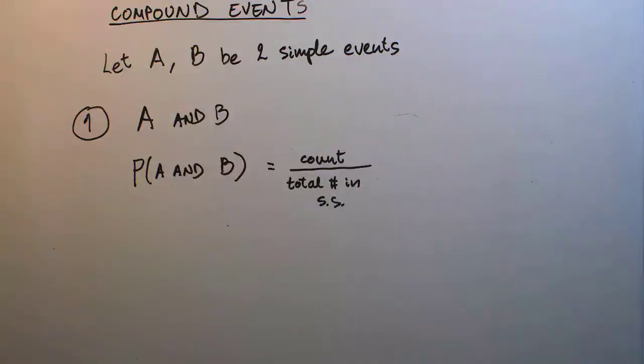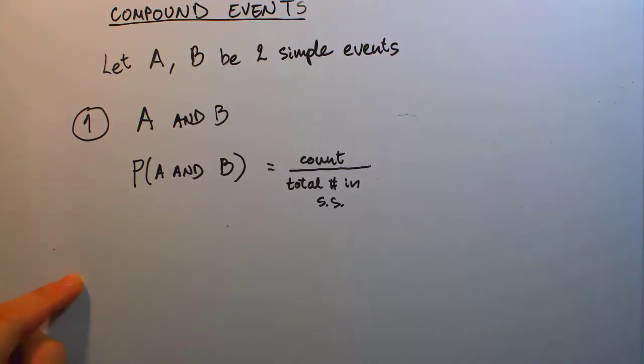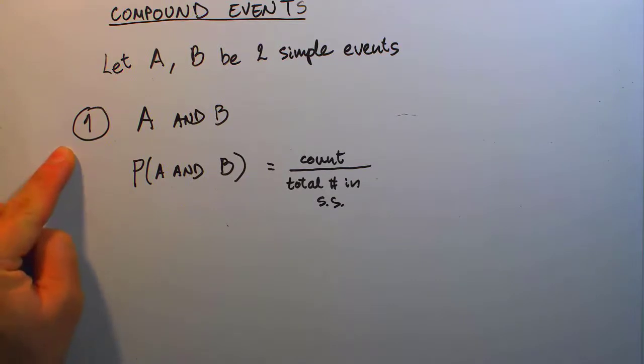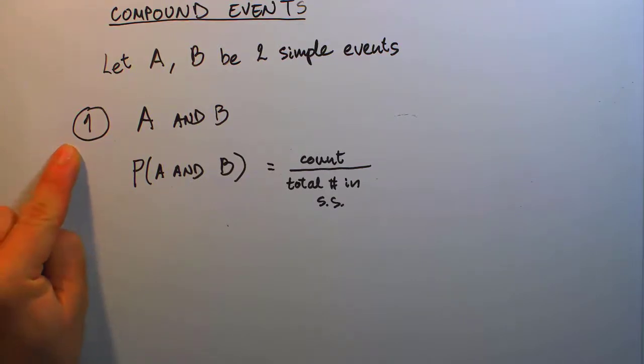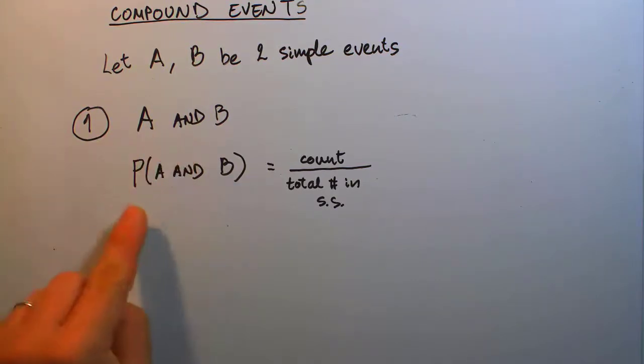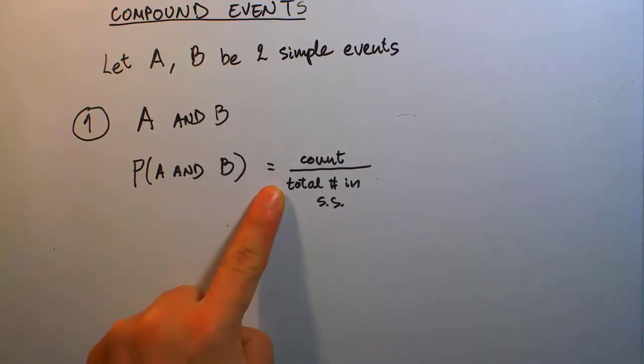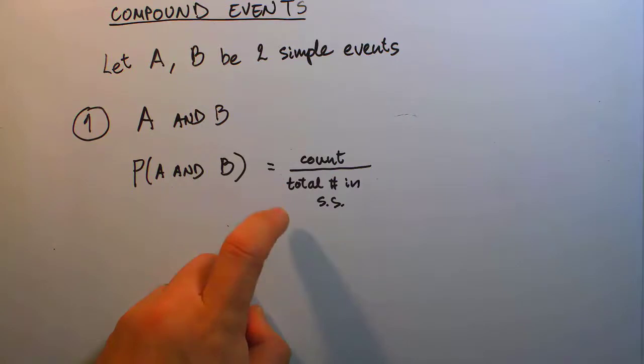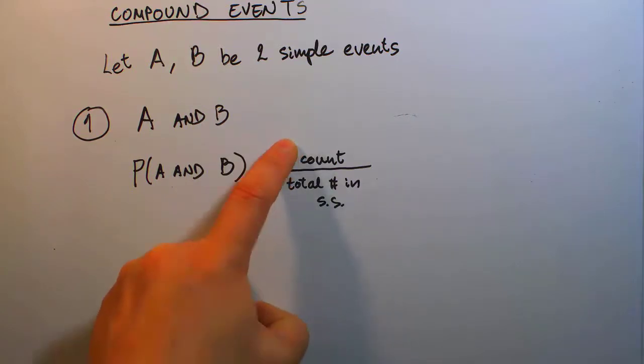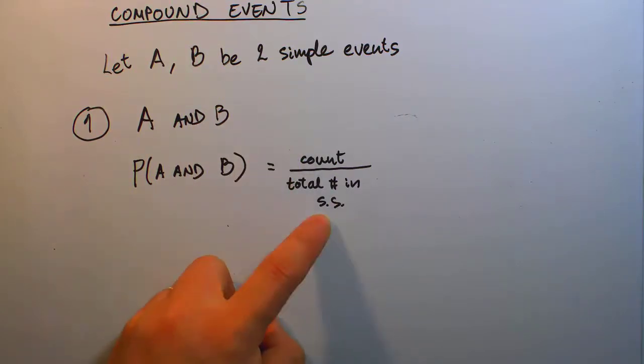All right, so we can now put into our list those generalized understandings about compound events. Let's summarize again. Earlier we looked at the compound event A and B, and to find the probability of that kind of compound event, the only way we're doing here, and for the rest of the course, is to strictly get the count over the total in the sample space.